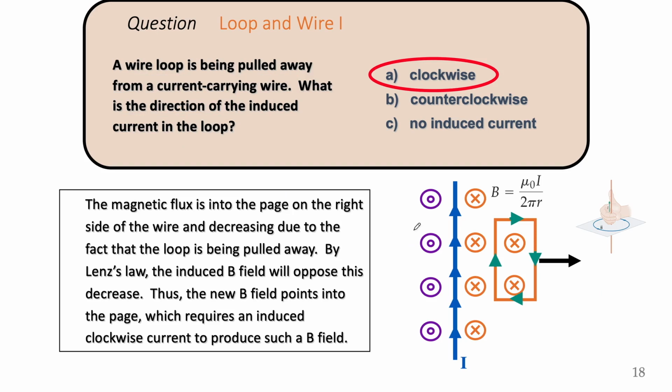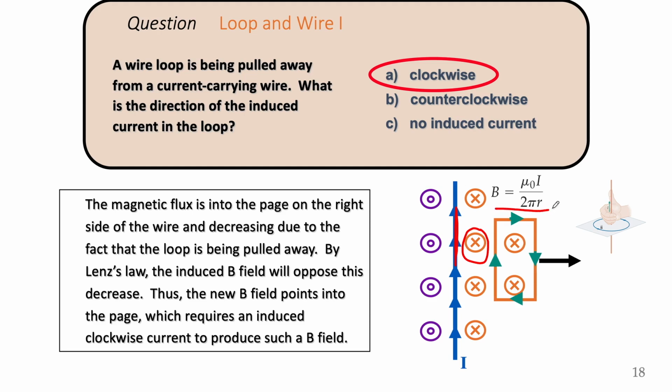The reason is, first of all, let's find the magnetic field direction. To find the magnetic field direction that this wire creates, you can use the second right hand rule. The current is in the up direction, so your thumb would be directed upward, and grab this wire. Curl your fingers around this wire, and here your fingers would go into the page. So on the right of this wire, the magnetic field will be into the page.